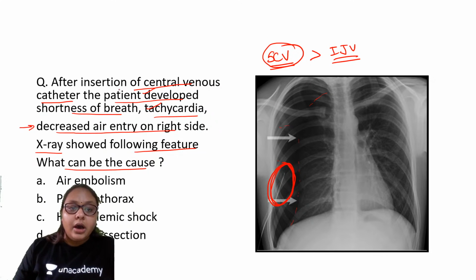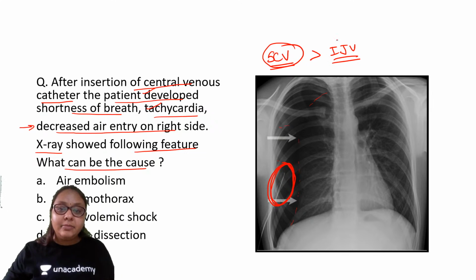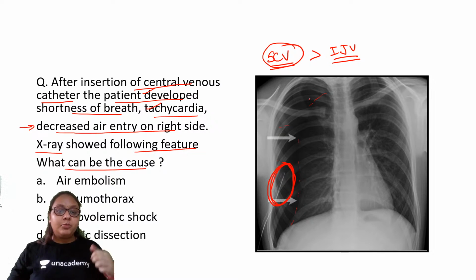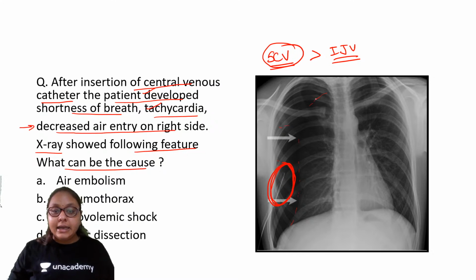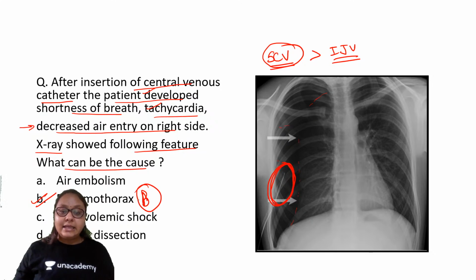So because of the insertion of the central venous catheter, we can injure the lung apex, and therefore there can be formation of the pneumothorax. Because of the pneumothorax, the patient developed shortness of breath, tachycardia, and on auscultation, because of this lung collapse, we saw decreased air entry. So the answer for this is pneumothorax, that is B, by seeing this feature.